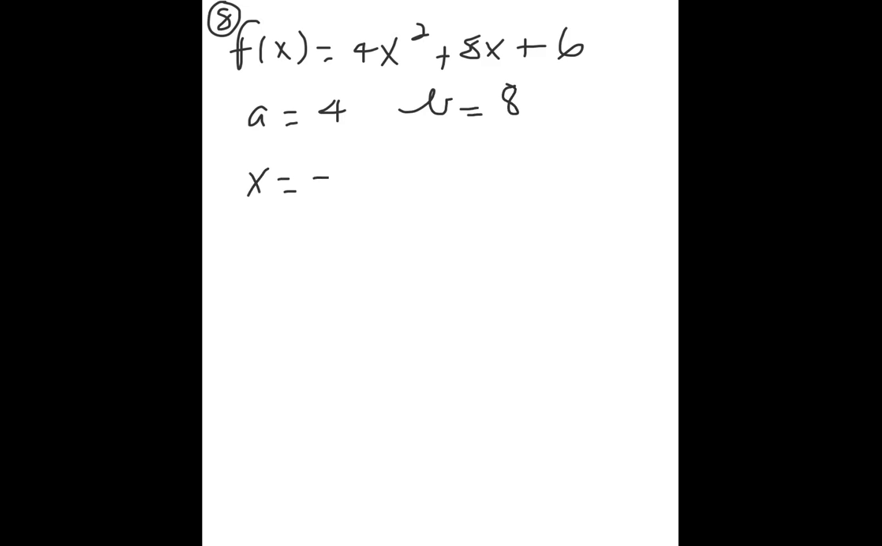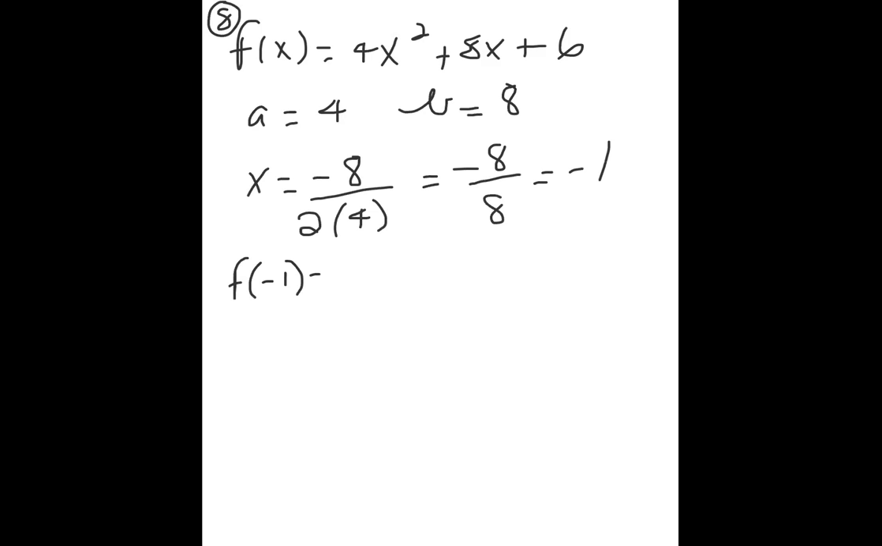So we go into our little formula again. x equals the opposite of b. b is 8, so it becomes a negative, over 2 times a. a is 4. So we're going to simplify this. Negative 8 divided by 8 gives us negative 1. So now we take that negative 1 and substitute the negative 1 in to find the value of f of negative 1. So we do 4 times negative 1 squared plus 8 times negative 1 plus 6.